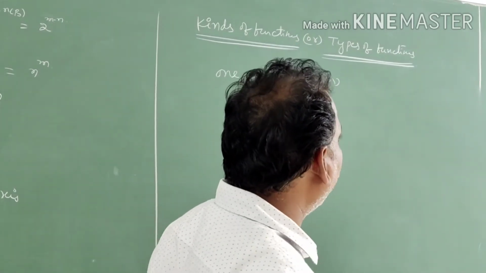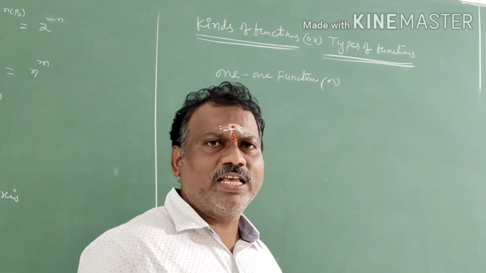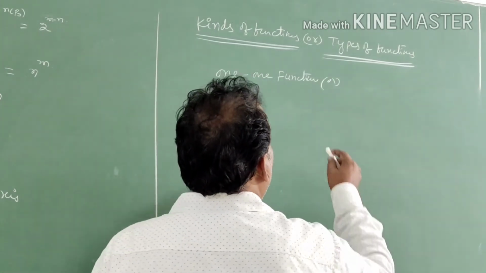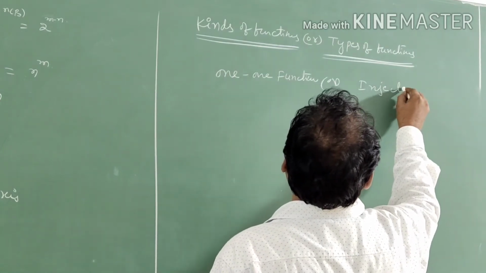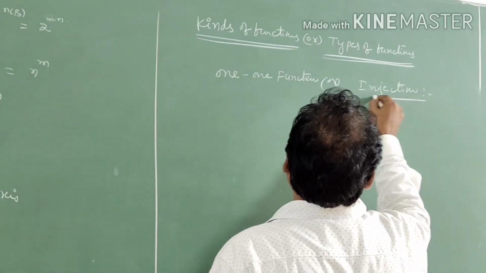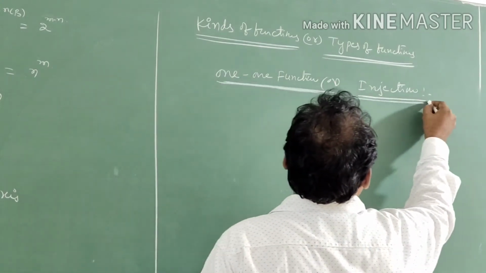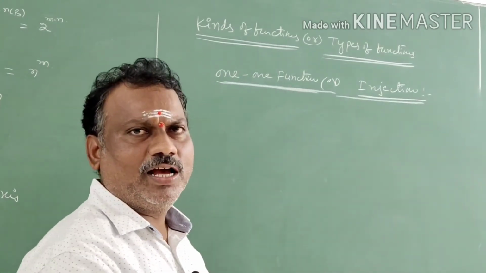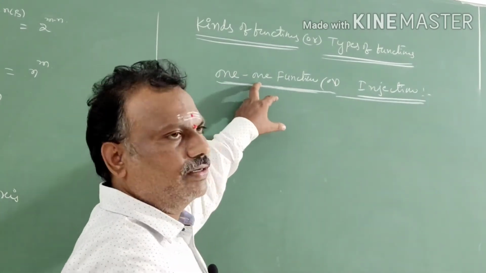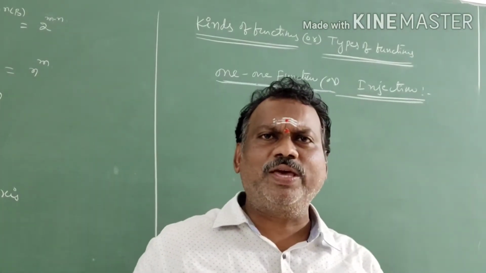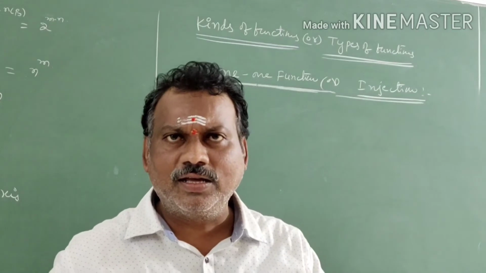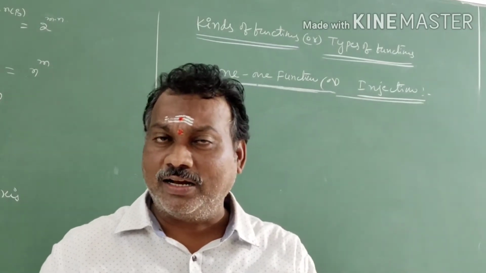Kinds of functions, or types of functions. The first one is the one-one function, or injection. The definition itself, we have the answer. One-one: how can we define? F is a mapping from A to B, said to be a one-one function.